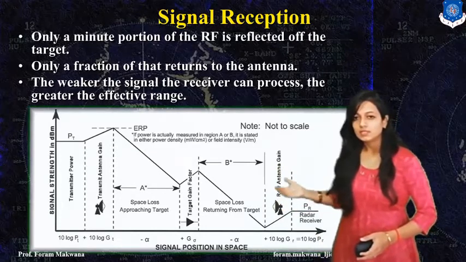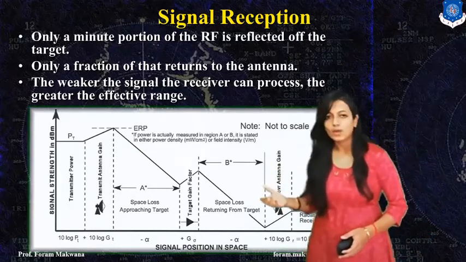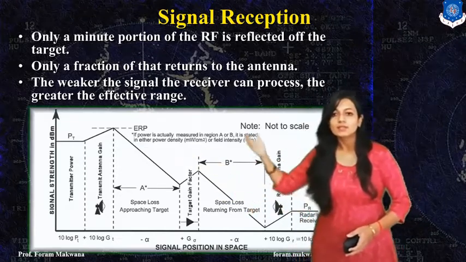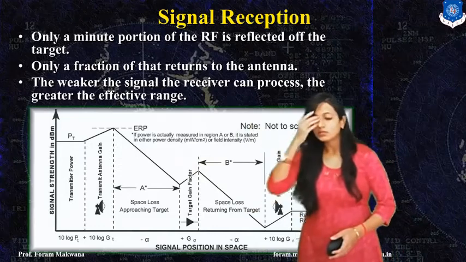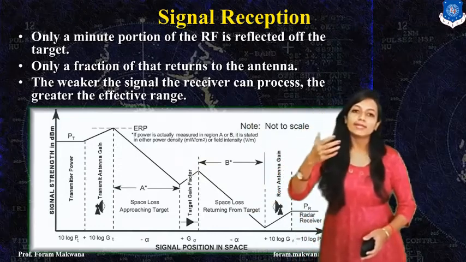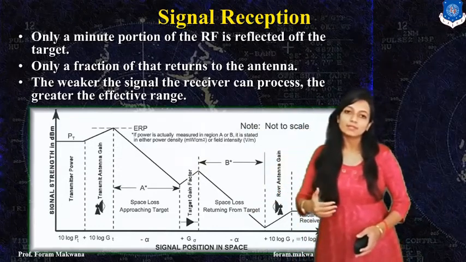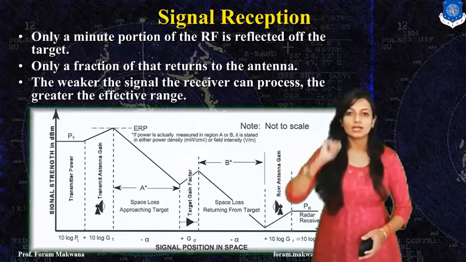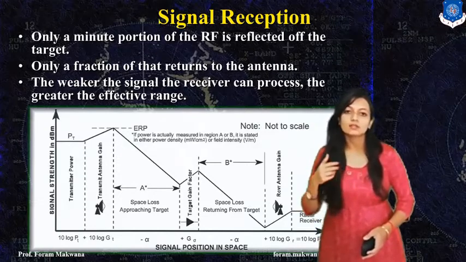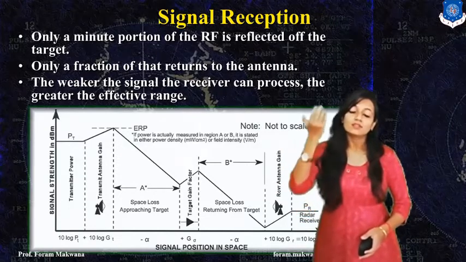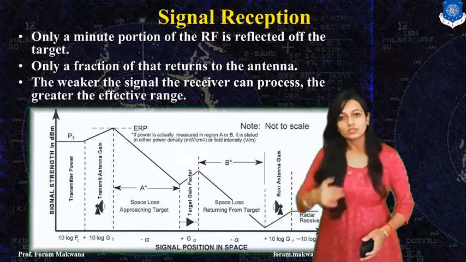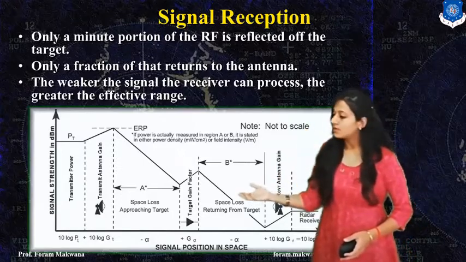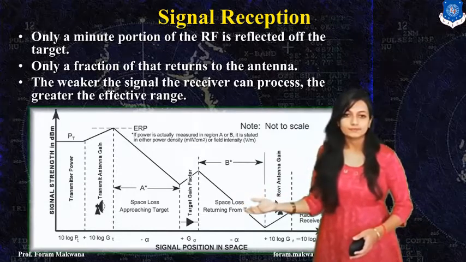Fifth, the space loss. Why are there these two space losses? Because the first space loss is for the signal approaching the target, since the signal is transmitted from the antenna to the target. So for that we need to consider the space loss. But while the signal is returned from the target to the radar, at that time we also need to consider the space loss. Right?